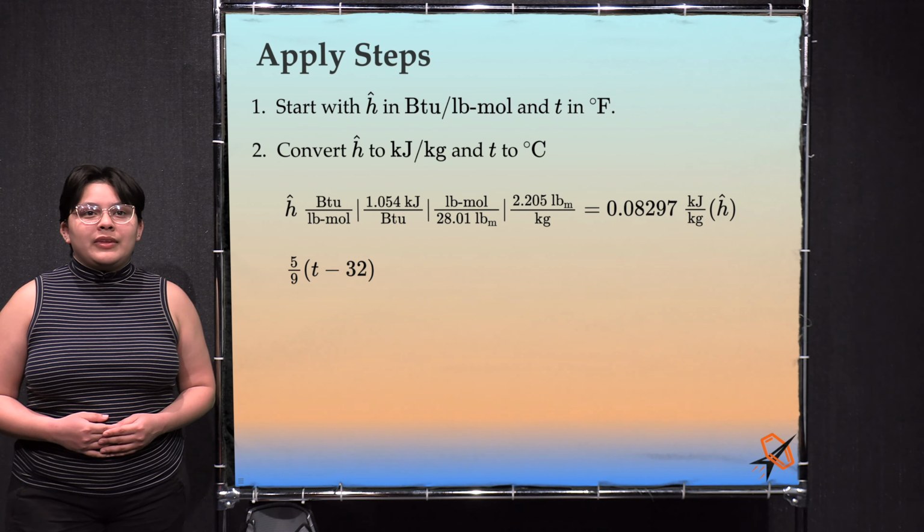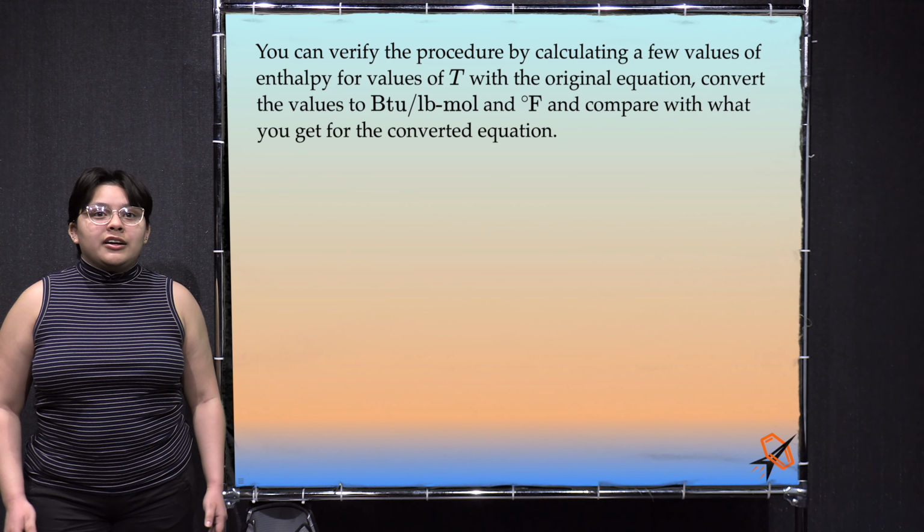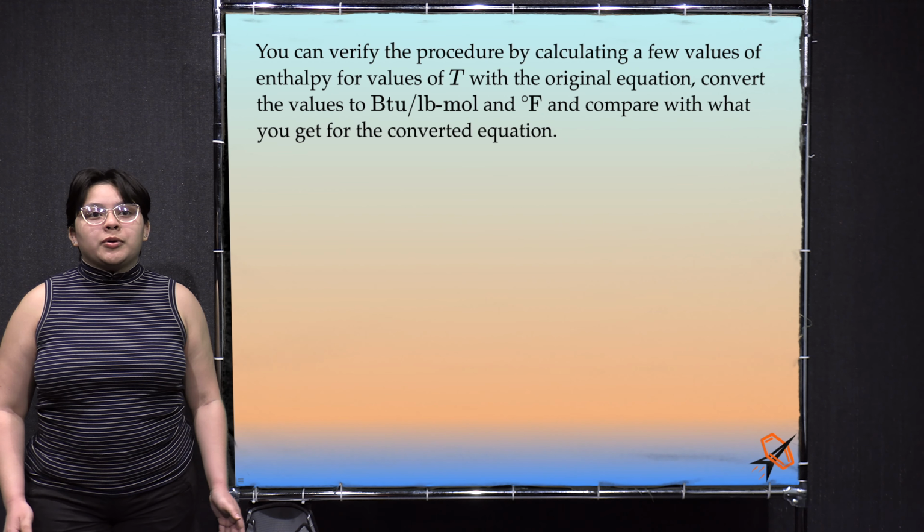We then simplify. We take the substituted equation and multiply out the 5/9. We then multiply out the 1.04 and divide through by the 0.08297. Completing the math gives us our final equation where the specific molar enthalpy of nitrogen is in BTU per pound mole, and the temperature is in degrees Fahrenheit. You can verify the procedure by calculating a few values of enthalpy for values of T with the original equation, converting the values to BTU per pound mole in degrees Fahrenheit, and compare with what you get for the converted equation. If you don't follow this method, you are almost guaranteed to get things inverted or just plain wrong.